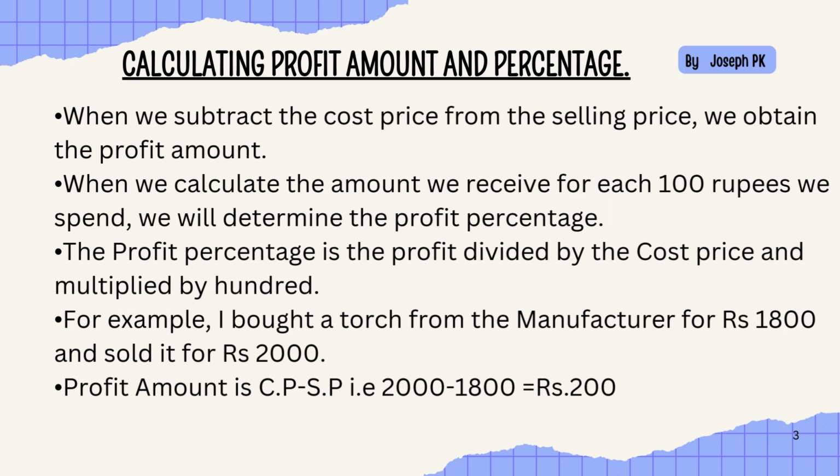For example, I bought a torch from the manufacturer for rupees 1800 and sold it for rupees 2000. Profit amount is SP minus CP, that is 2000 minus 1800, that is equal to 200.